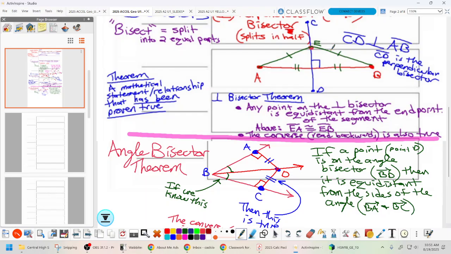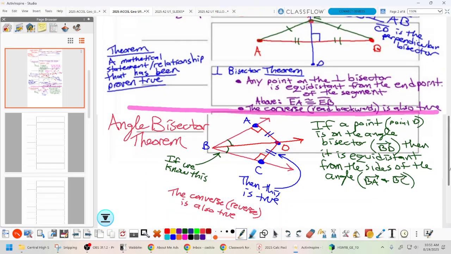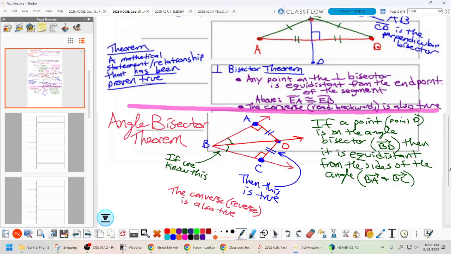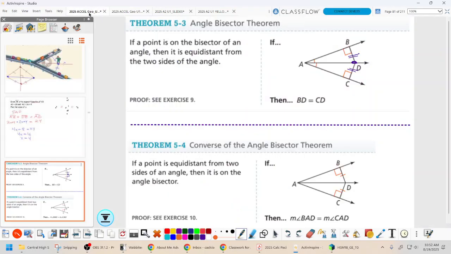What does that say it is? Where? Do I need to scroll? After the bisector, then it is equidistant from the sides of the angle. Thank you. Alright, well you guys let me know if you change your mind on that.